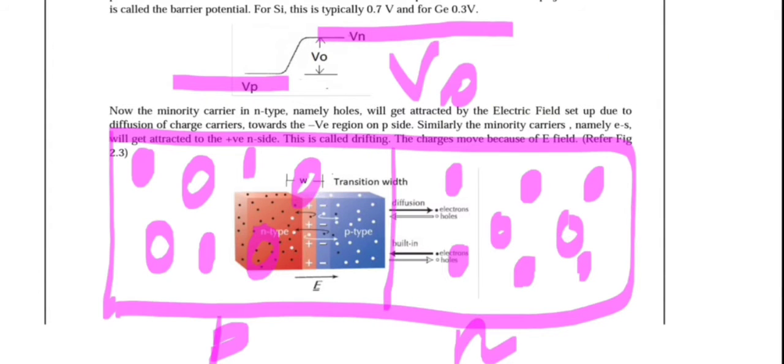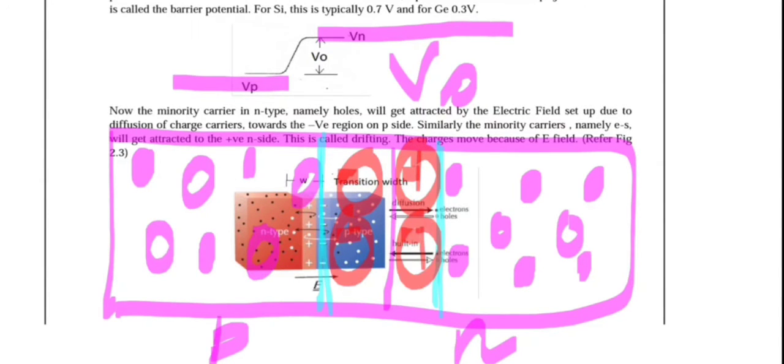We'll draw the barrier here. This is the barrier potential, and in p type we have negatively charged acceptor ions, and in n type we have positively charged donor ions. Due to the presence of these positive and negative ions, there is no further movement of majority electrons and holes through the junction, but the minority carriers, holes in n type and electrons in p type, will get attracted by these positive and negative ions.